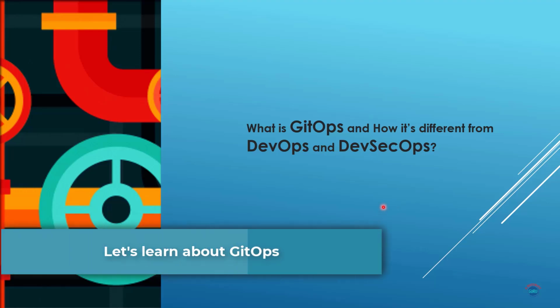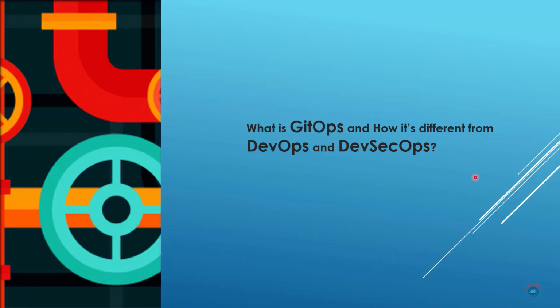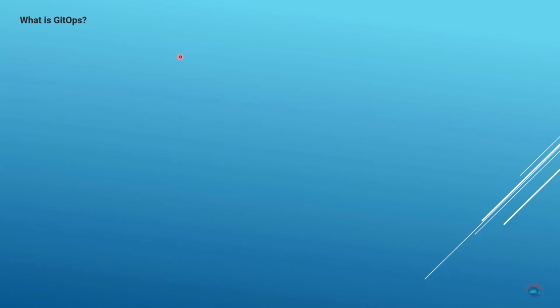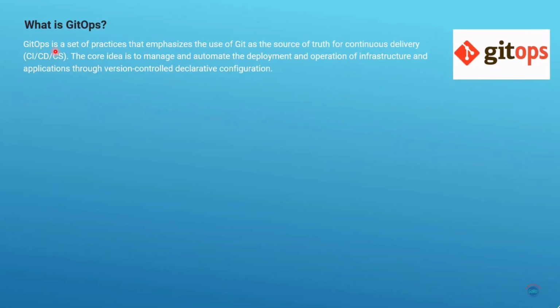In this lecture, we are going to talk about what is GitOps. So let's jump into the action. Let's first learn what is GitOps. Now GitOps is a set of practices that emphasizes the use of Git as a single source of truth. This single source of truth should be considered for continuous delivery.